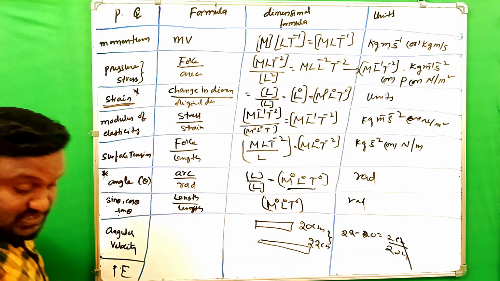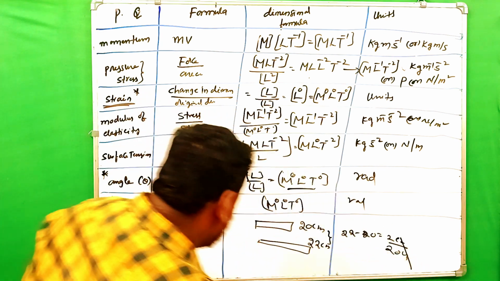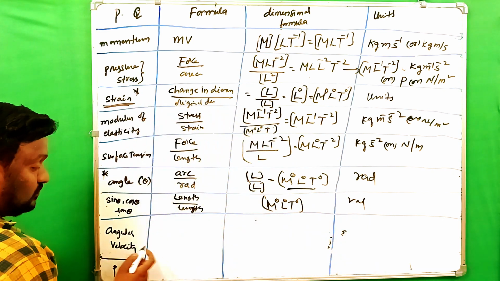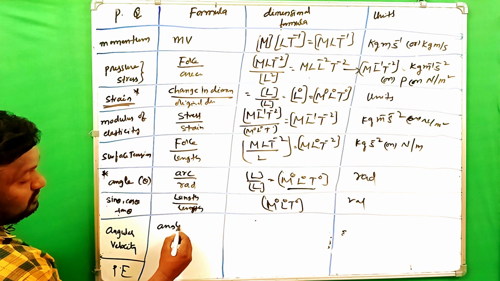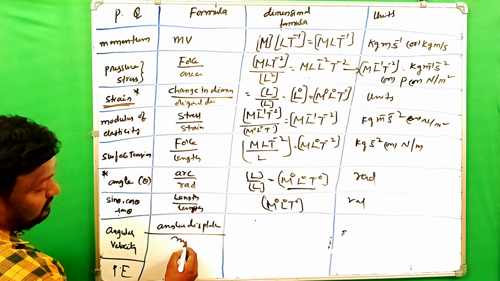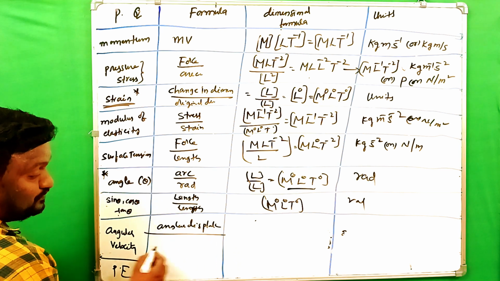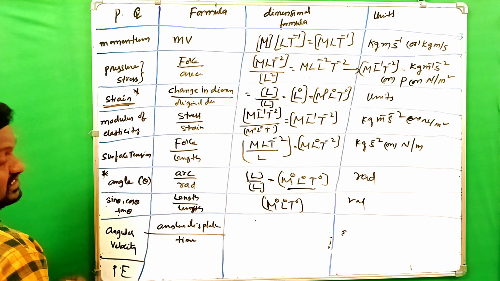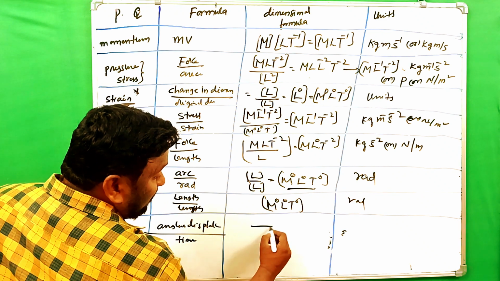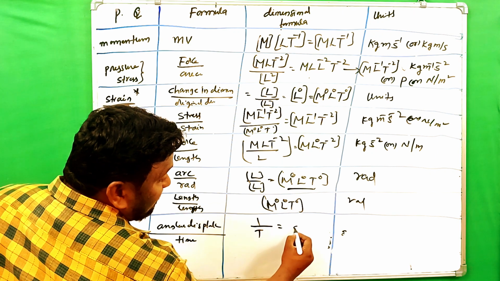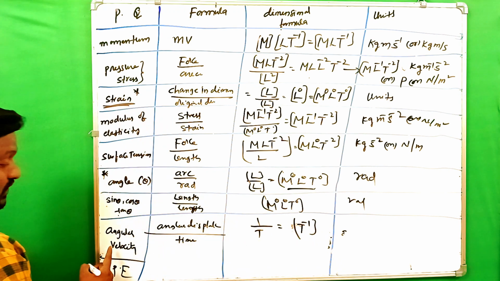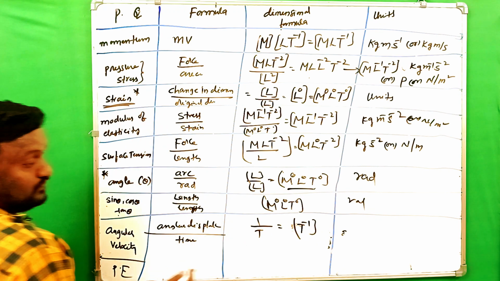And now angular velocity. Angular velocity is angular displacement by time. Angular displacement has no dimension formula, so it is 1 by T, that is T inverse 1. So it is quite similar to the dimension formula of frequency.